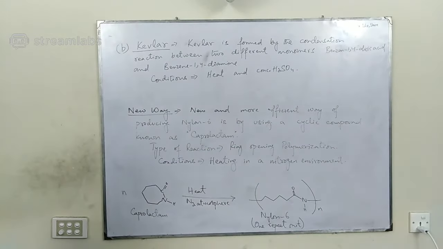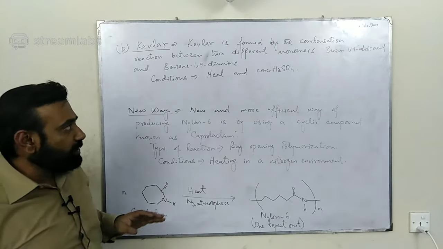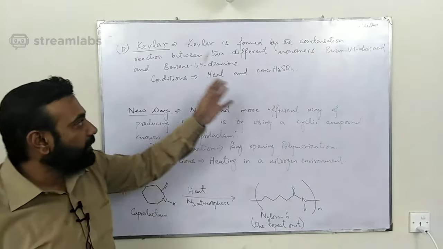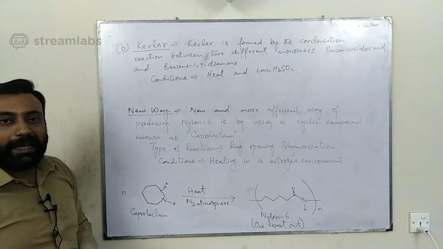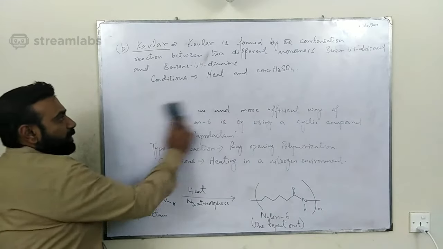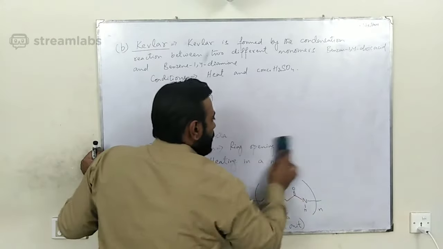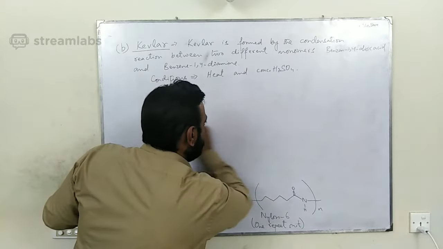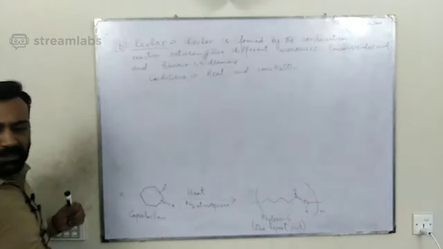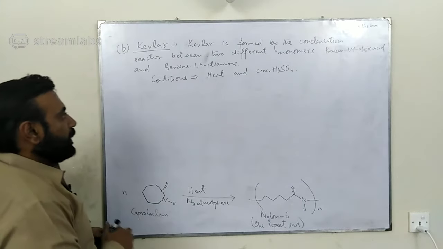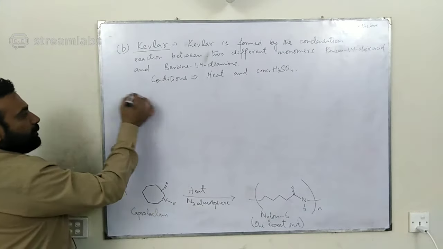Okay, now this Kevlar is again produced by a condensation reaction, and there are two different monomers used in this reaction. One of the monomers is benzene 1,4-dioic acid and the other one is benzene 1,4-diamine. The conditions required for this polymerization are heating in the presence of concentrated sulfuric acid catalyst. Again, concentrated sulfuric acid acts as a dehydrating agent. It removes water molecules. Now, how it does that? Let's take a look.